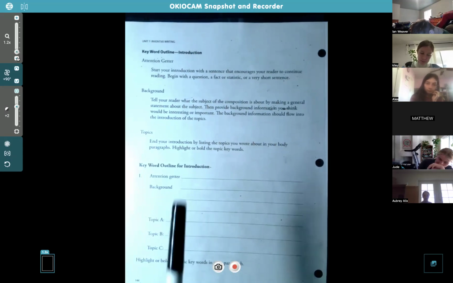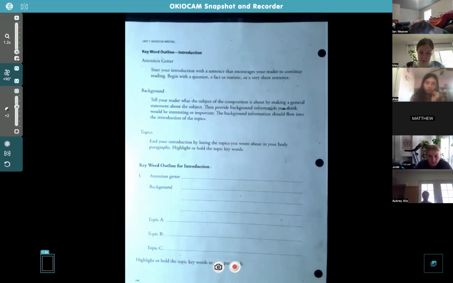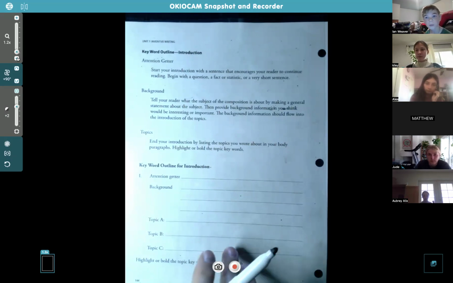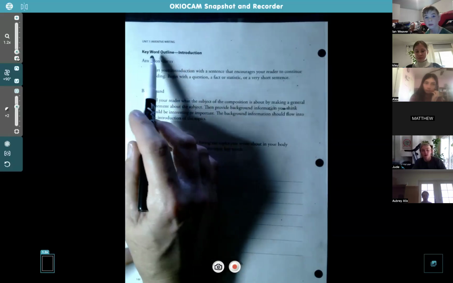So this is page 144. Lots of light in here. Yeah, I am on my class. Matt, go ahead and mute if you need to there. I'm sorry. That's okay. My dad's killing me.